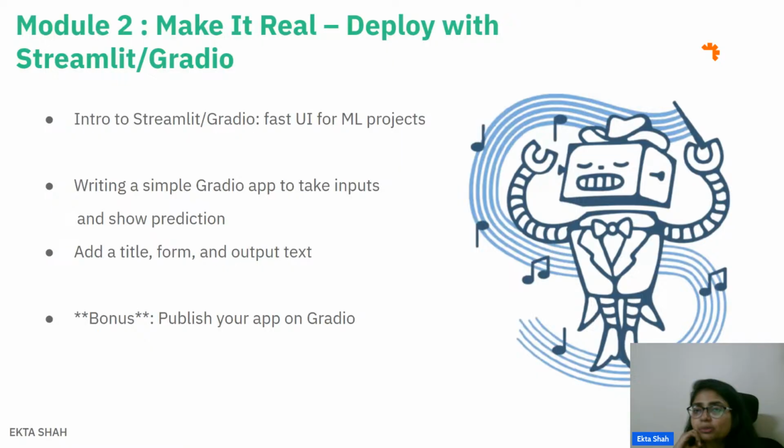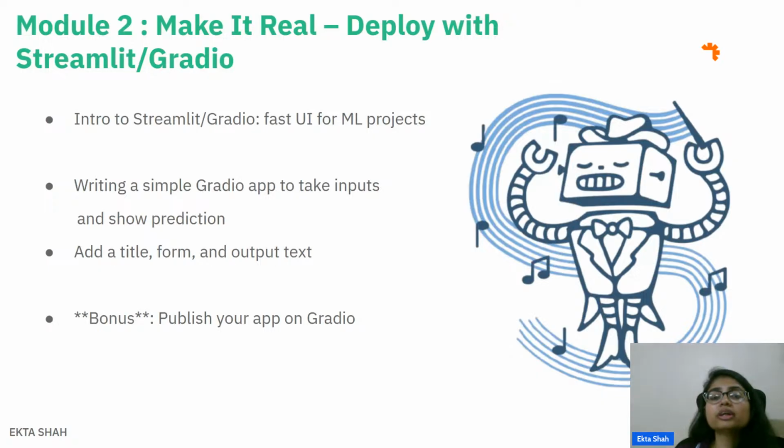We'll see these four major points: introduction to Streamlit or Gradio, which is a fast UI for ML projects. Then writing a simple Gradio app to take inputs and show prediction. Then adding a title, a form or output text, all of those things you will add to your screen. And then you will publish your app on Gradio so that anybody can actually use it. That is what you do when you try to deploy your model on Streamlit or Gradio or similar applications.